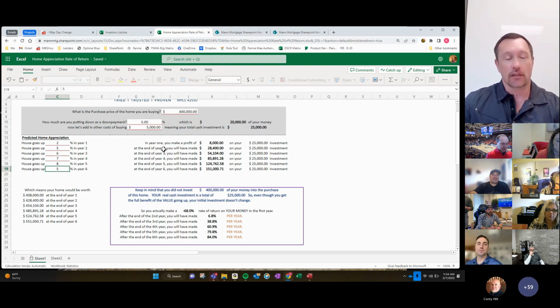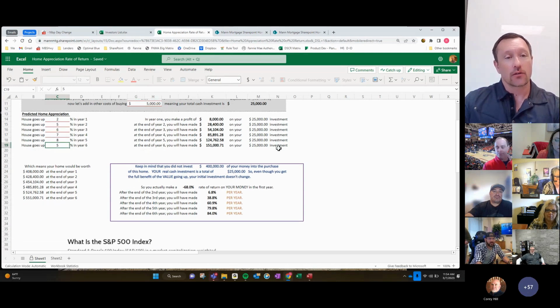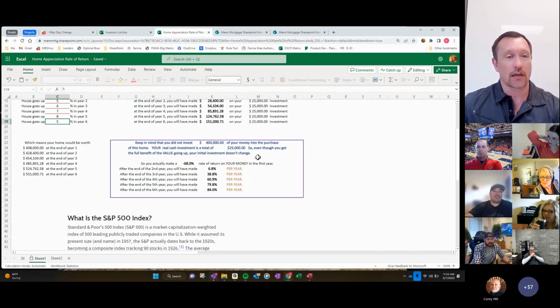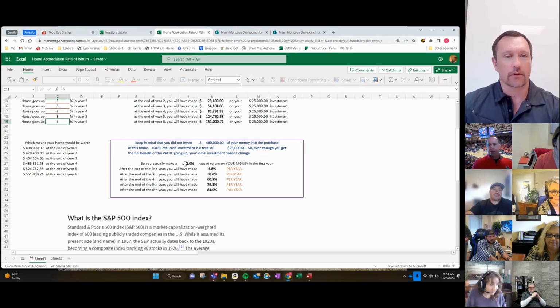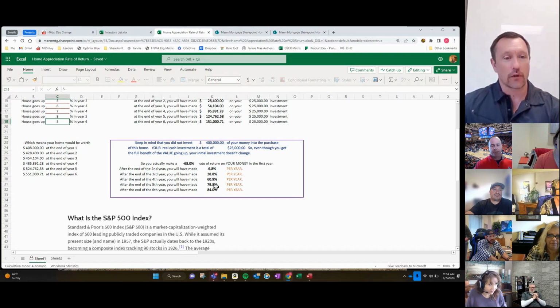If you're looking to flip this in a year, maybe this isn't the house for you. At the end of the second year, though, you'll have made $28,400. So at the end of the second year, you're in the money. Keep in mind that you did not invest $400,000 of your money into this purchase. Your real cash investment is $25,000. So even though you get the full value going up, your initial investment doesn't change. If you're looking to flip this in a year, it's not a good rate of return. You didn't pick a good house with good marketplace appreciation the first year.